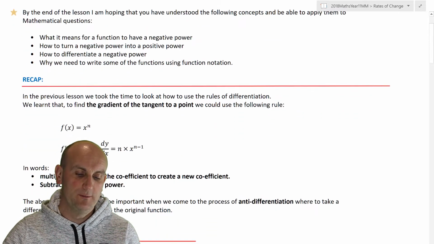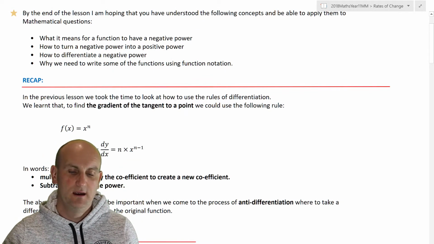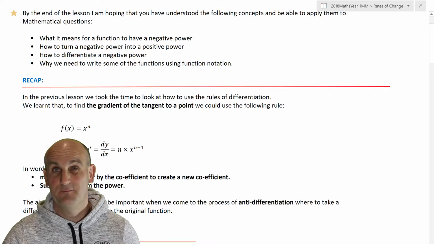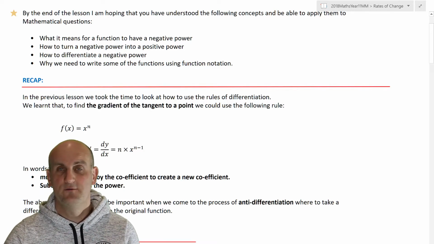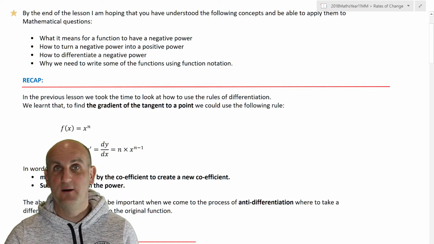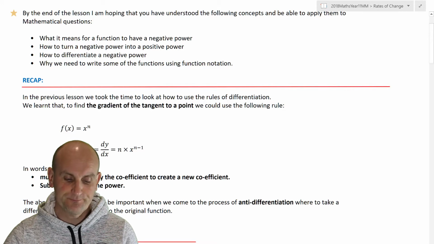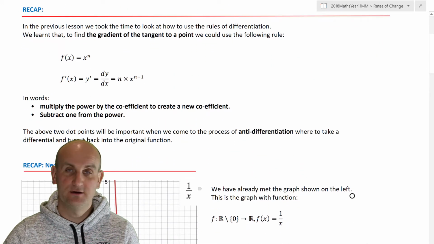What do I want you to be able to do by the end of this? Well, as normal, it's directly above me, and I want you to be able to know what it means for a function to have a negative power. Many times in maths, if you can understand why you're doing this stuff, it makes things a lot easier for you. How to turn a negative power into a positive power, and vice versa. How to differentiate a negative power, and why we need to write certain notations in certain ways.